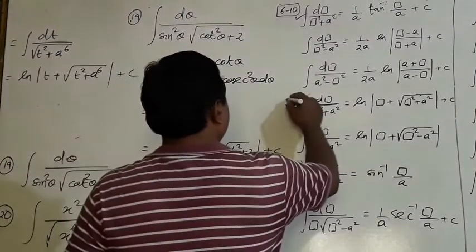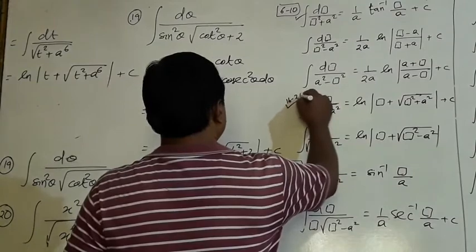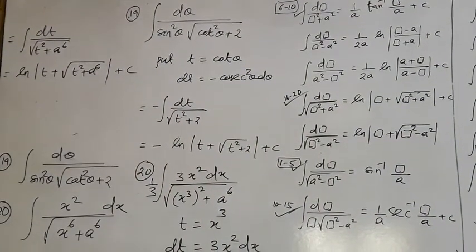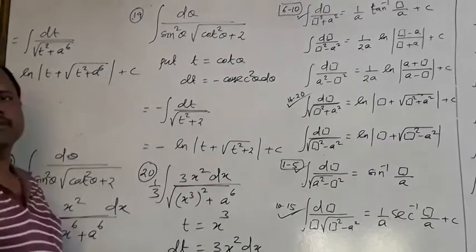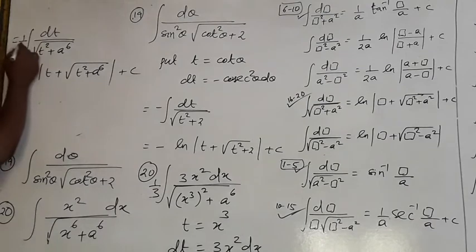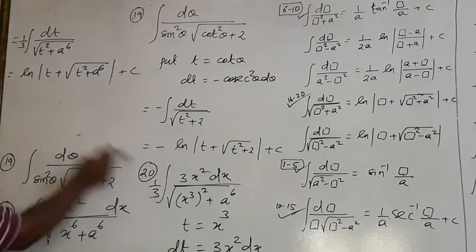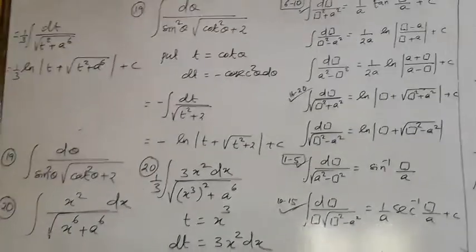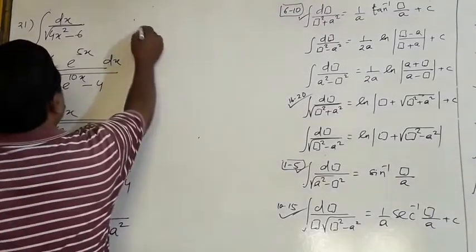I am doing number 15, 16 to 20. Okay, sorry, I escaped, 1 by 3 will be there, you have to write. Okay, now look at number 21.